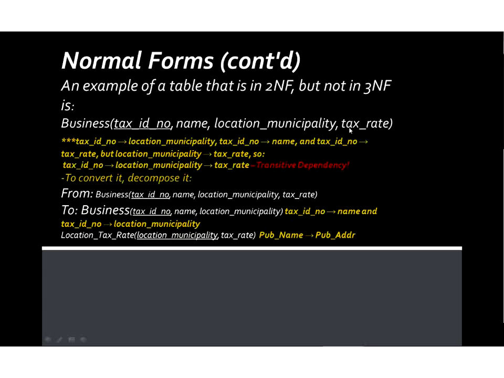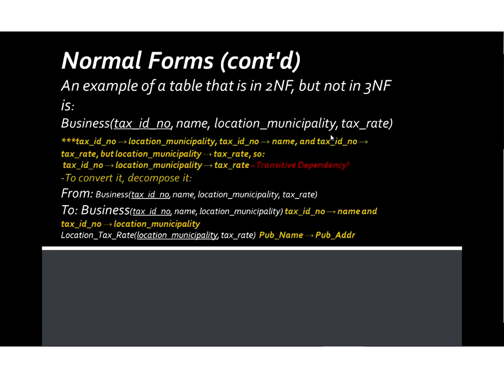Now, the problem here is that let's say the municipality is what charges the tax. So that's going to give you the tax rate, right? So tax rate is dependent on location municipality, and location municipality, let's say, is dependent on tax ID number, because given tax ID number, I can tell you location municipality. So we have A defines B, defines C, where A is tax ID, B is location municipality, C is tax rate. So there you see that's our transitive dependency. Even though we eventually depend on the whole key, it's still through location municipality when we're talking about tax rate. So that violates third normal form.